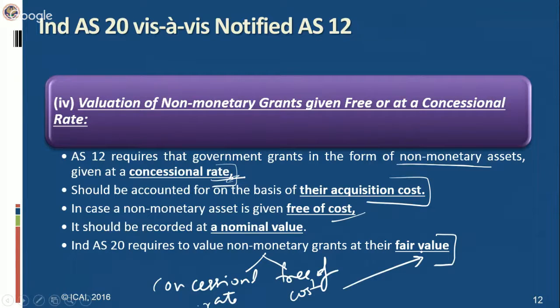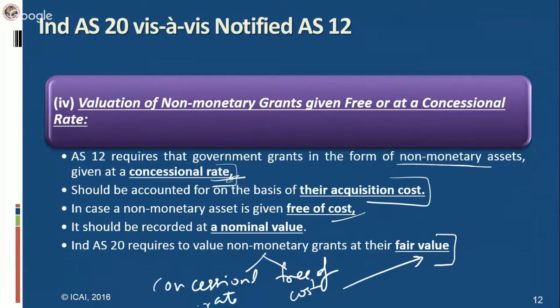Ind AS 20 states that this is because the presentation of financial statements will be more relevant. Ind AS 20 requires valuing non-monetary grants at their fair value since it results in presentation of more relevant information and is conceptually superior as compared to valuation at nominal value.